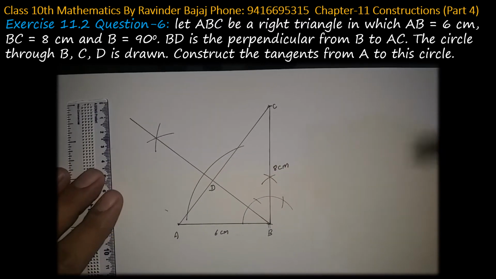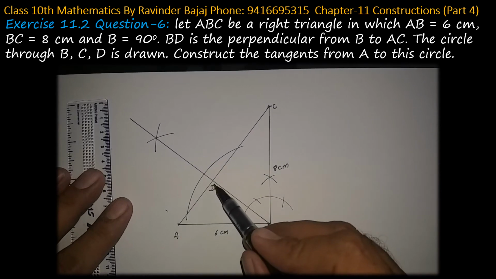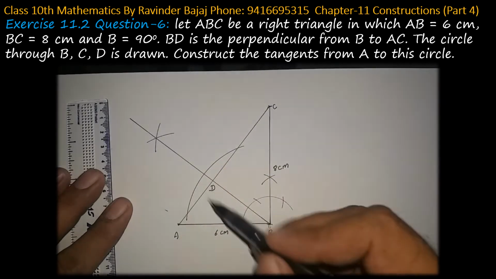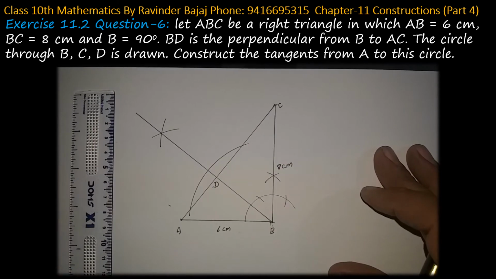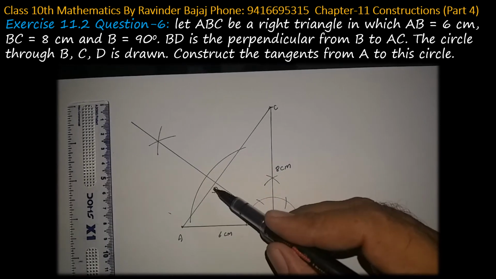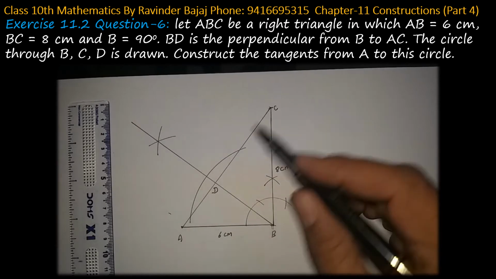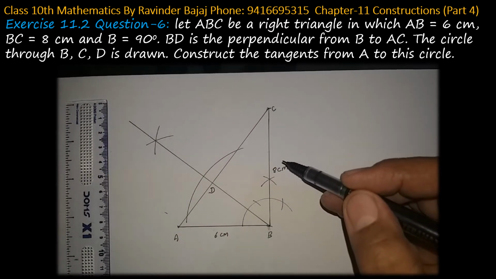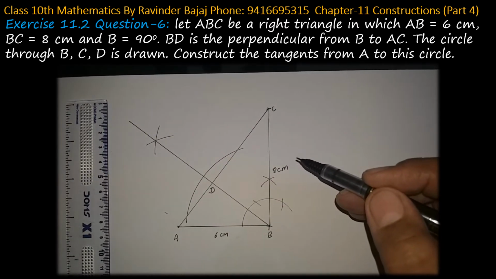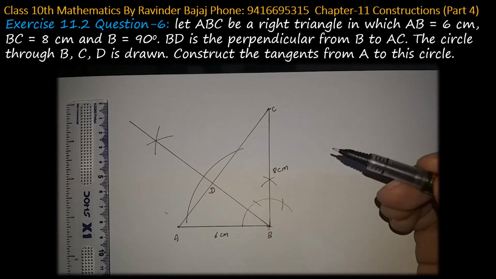Once it is drawn, now a circle is required passing through BCD. Let's continue the question. See, in the question it is given BD is the perpendicular from B on AC. From B on AC we have drawn the perpendicular. The circle through BCD, B, C and D. A circle is required which is passing through BCD, construct the tangent from A to this circle.